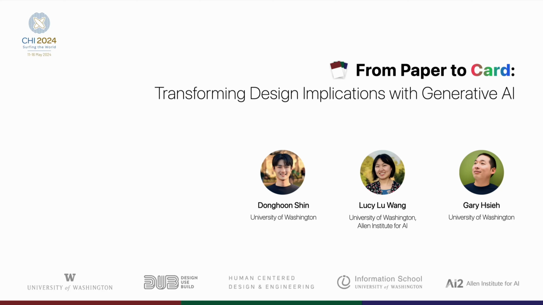Hi everyone, my name is Shin, a second-year PhD student at the University of Washington. I'm excited to share with you today a paper titled From Paper to Card, Transforming Design Implications with Generative AI. This work was done in collaboration with my advisors, Hsieh and Wang.